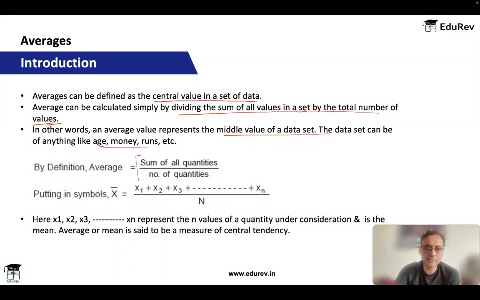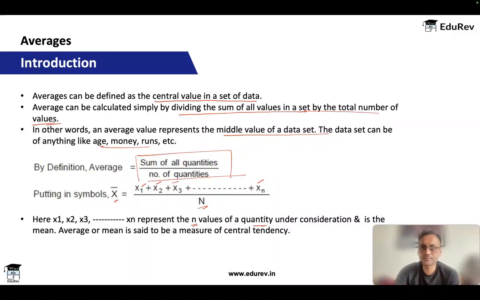So it is basically the sum of all the quantities divided by the number of quantities. If your quantities are x1, x2, x3, go up to xn, you add all of them, divide by n, you get the average. x1, x2, x3 here represent the values and n represents the quantity.